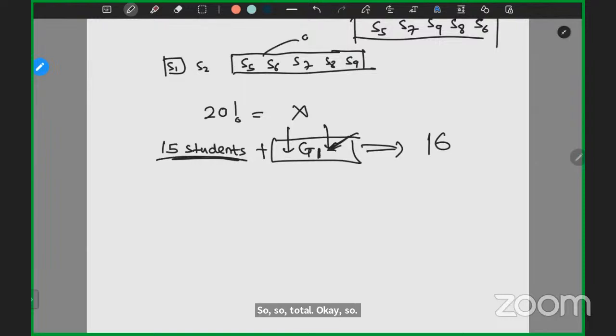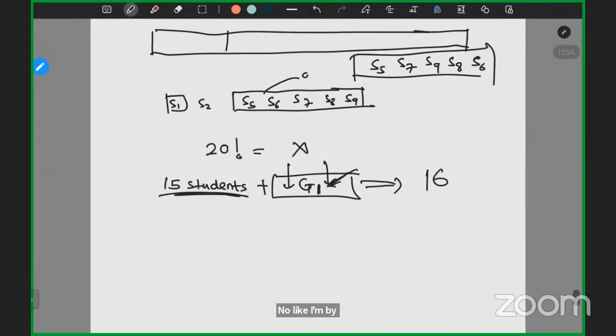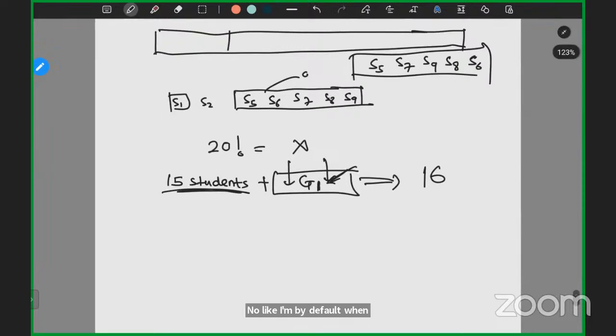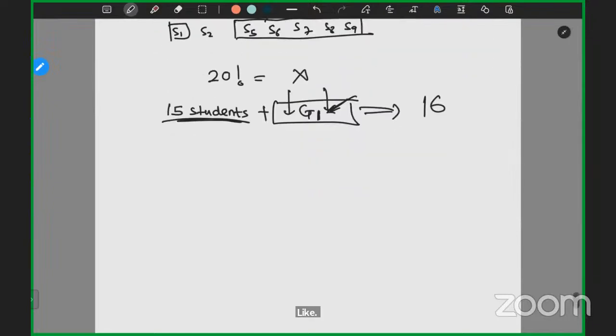So that also becomes a group, no, sir? No, by default, when you say that the 5 students are a group, the remaining 15 are individual, they are like items. Let me explain with an example.